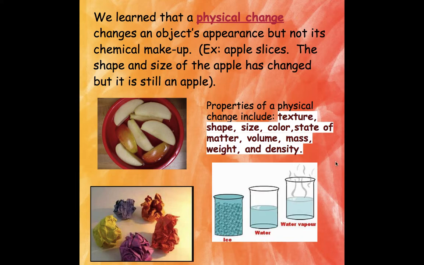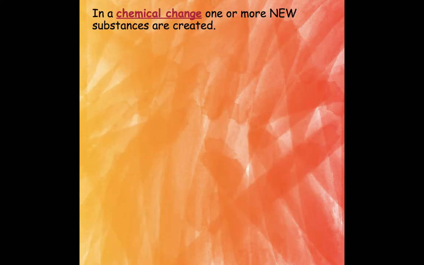And we talked about the properties of physical change yesterday, like the texture, the shape, the size, the color, state of matter, and so on. Okay? So a physical change is like if I rip the paper, it would still be paper. If I cut the grass, it's still grass. If I cut my hair, I still have my hair, it's just a different length. Right? Now let's talk about chemical change.